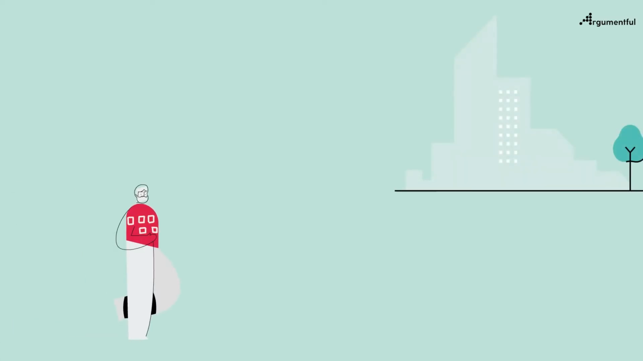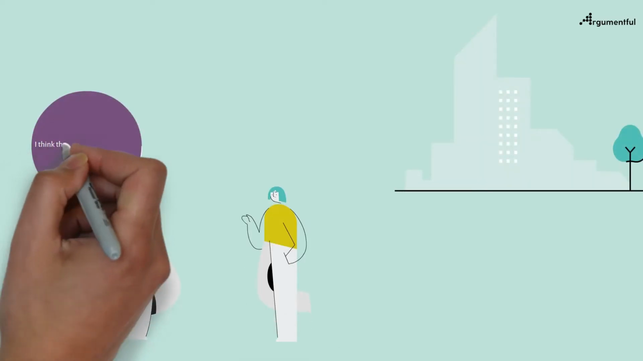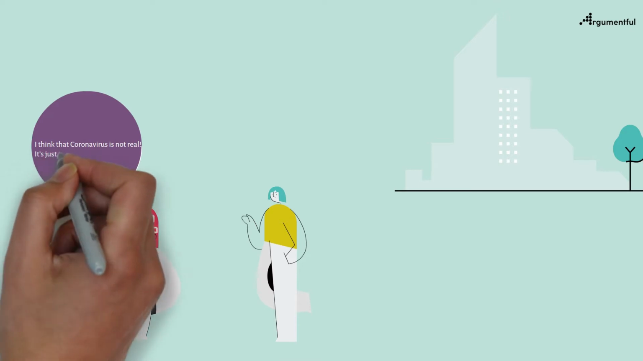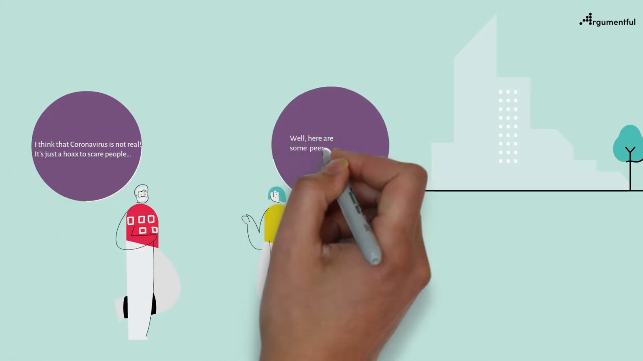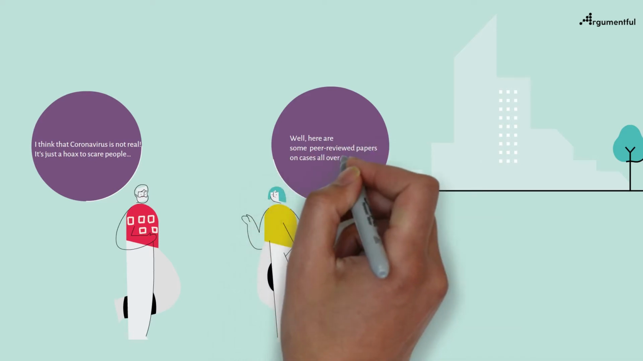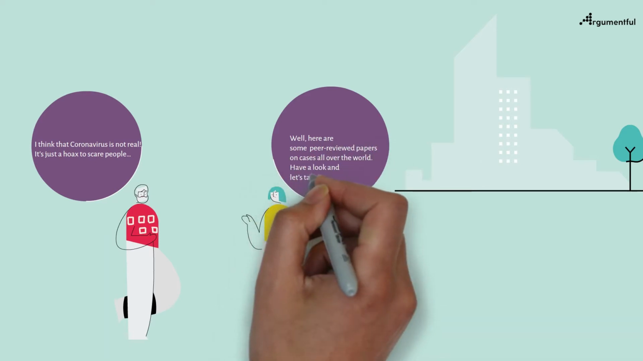Here is a rather absurd dialogue. John: I think that coronavirus is not real. It's just a hoax to scare people. Anne: Well, here are some peer-reviewed papers on cases all over the world. Have a look and let's talk tomorrow.